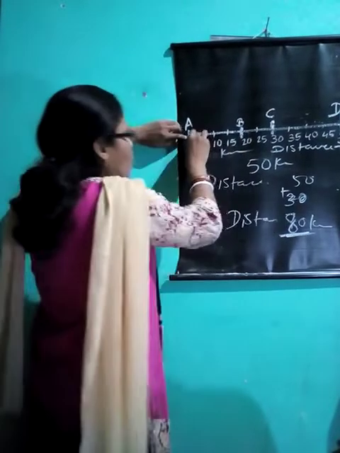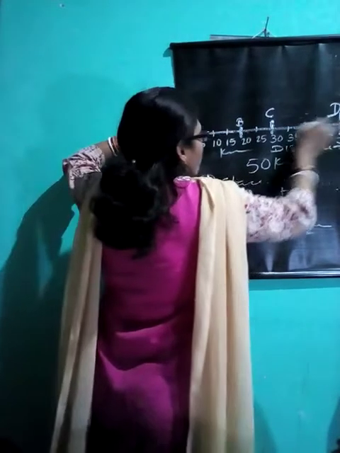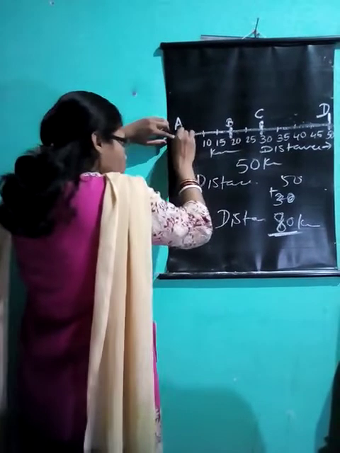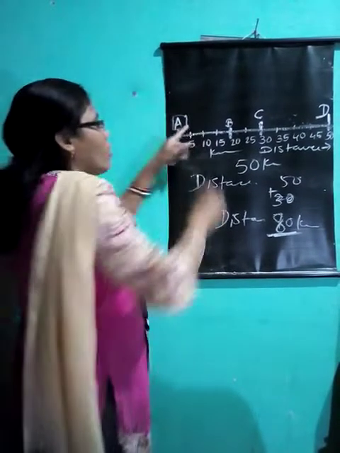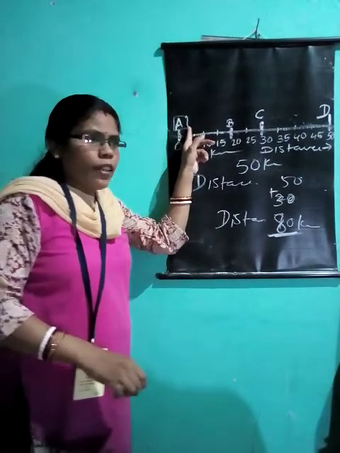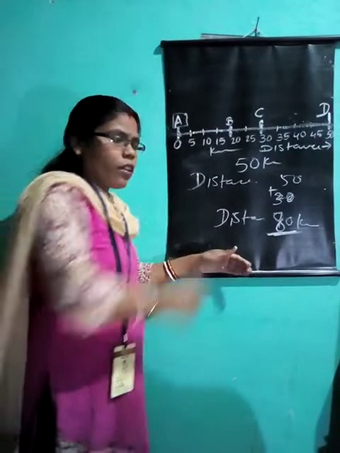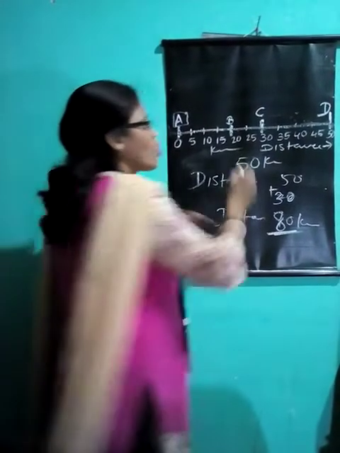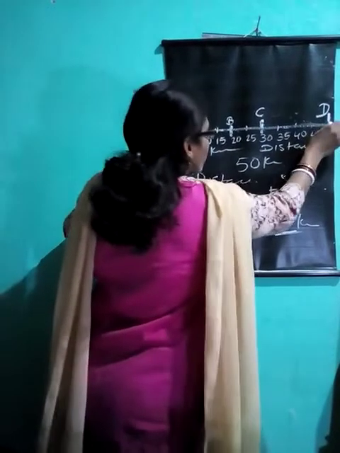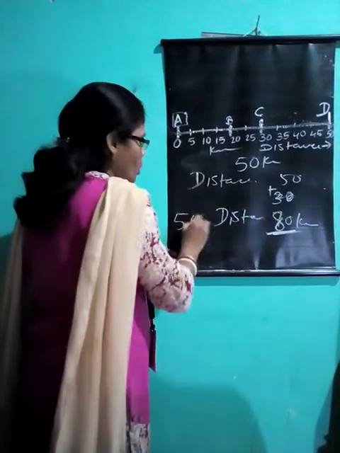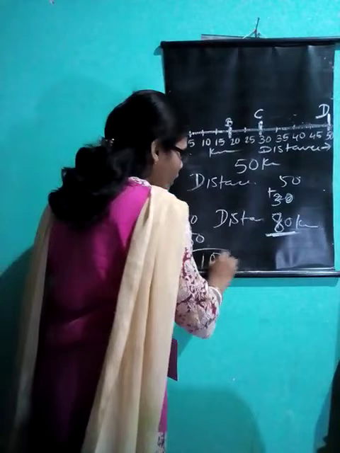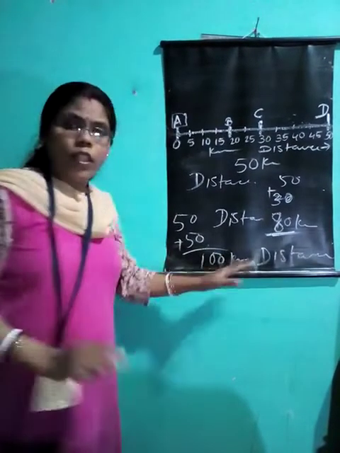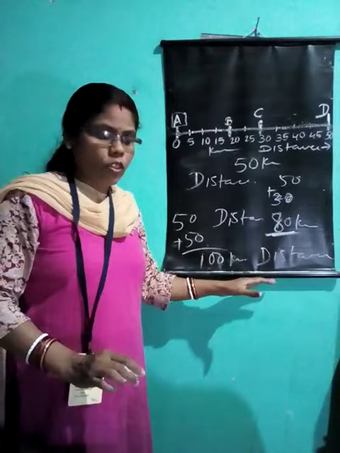Now when it starts from A, reaches D, and then moves back along the same path and reaches A again, how much distance has it covered? Here it is 50 and again back 50. So 50 plus 50, it is 100 kilometers distance it has covered. So distance covered is 100 kilometers. So this is about distance.